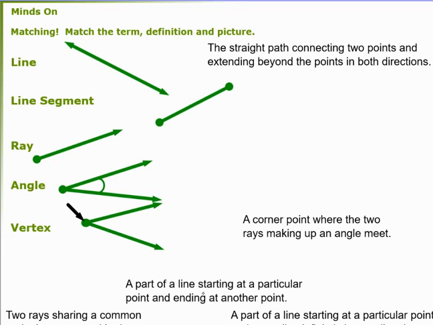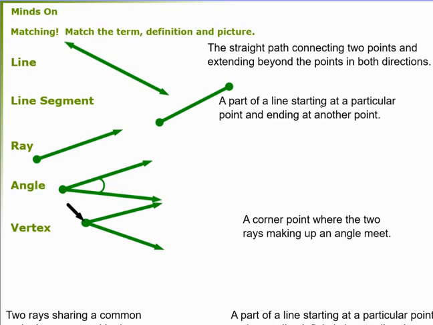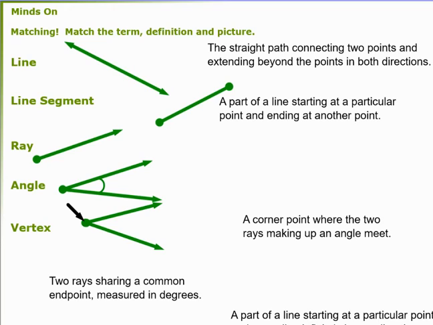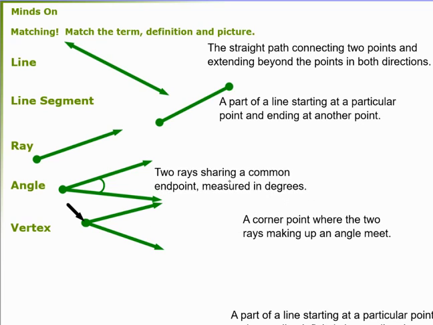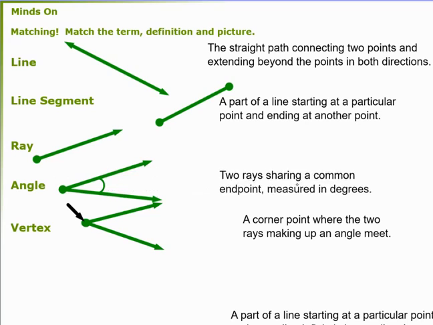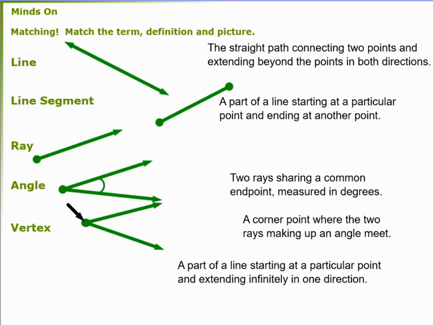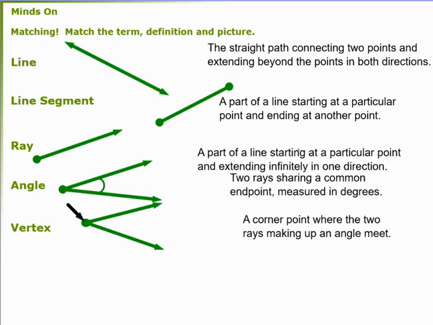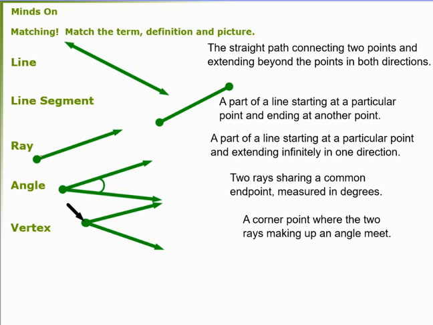A part of the line starting at a particular point and ending at another point. So it has 2 endings, a starting point and an ending point. That's our line segment. 2 rays sharing a common endpoint measured in degrees. Okay, so in degrees, we're looking at an angle right here, this one. And finally, part of a line starting at a particular point and extending infinitely in one direction is our ray. Start at one point and extend infinitely. Okay, so those are good terms to know.